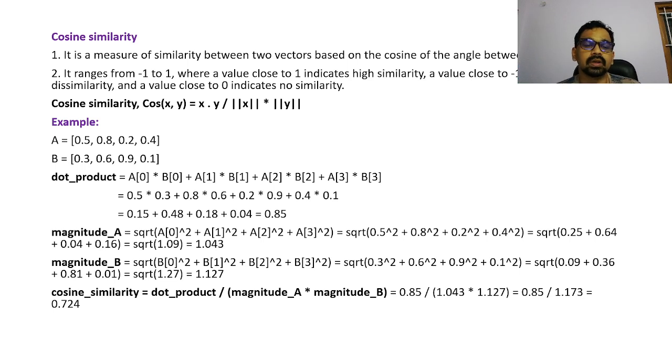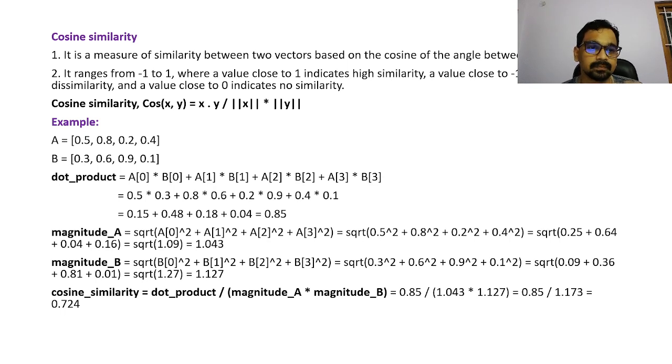Cosine similarity is a measure of similarity between two vectors based upon the cosine of the angle between them. The similarity value ranges from -1 to +1. If it is 1, the two vectors are very similar, and if it is -1, they are very dissimilar. If it is 0, there is no similarity, meaning you cannot conclude whether they are similar or dissimilar. So embeddings convert your text into a vector, and cosine similarity gives a score of whether the two vectors are similar or not. This is the interpretation.